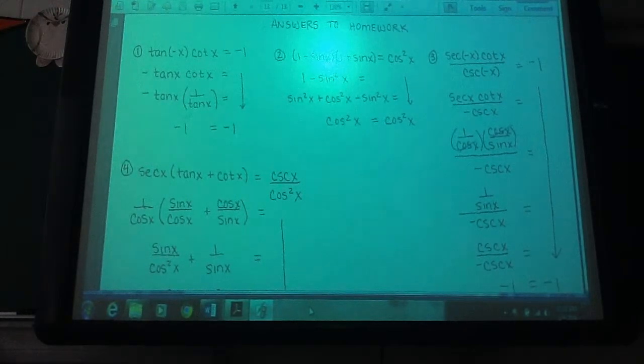Questions on 1, 2, or 3? I kind of have a question on 3. Okay. How does secant become a non-negative?